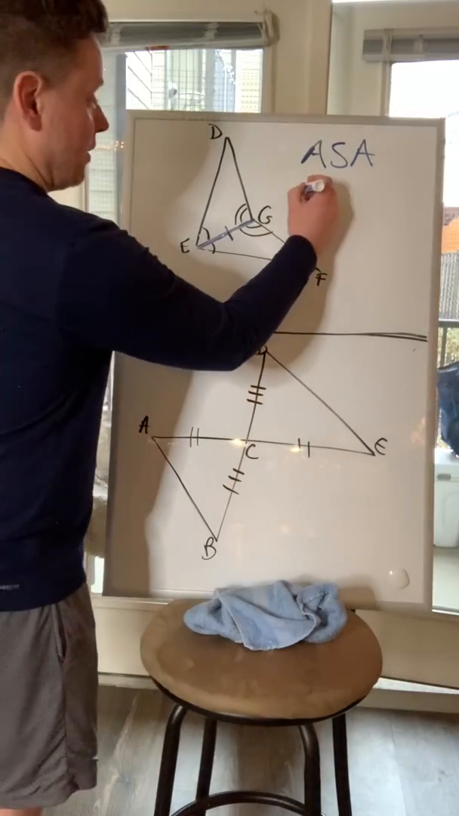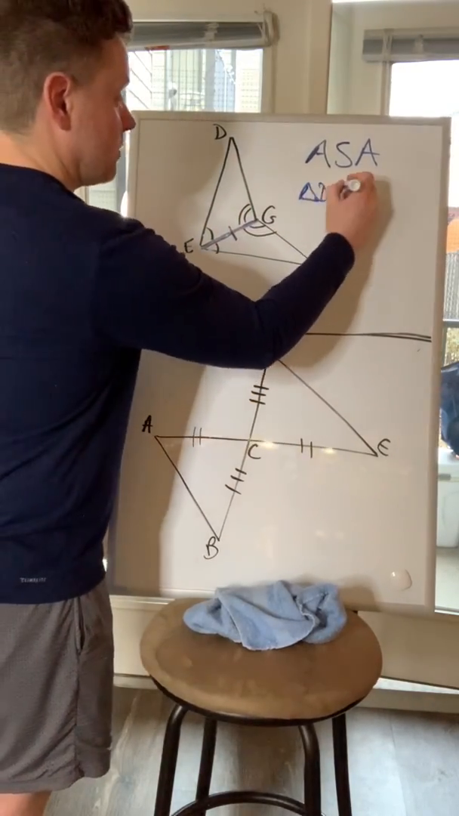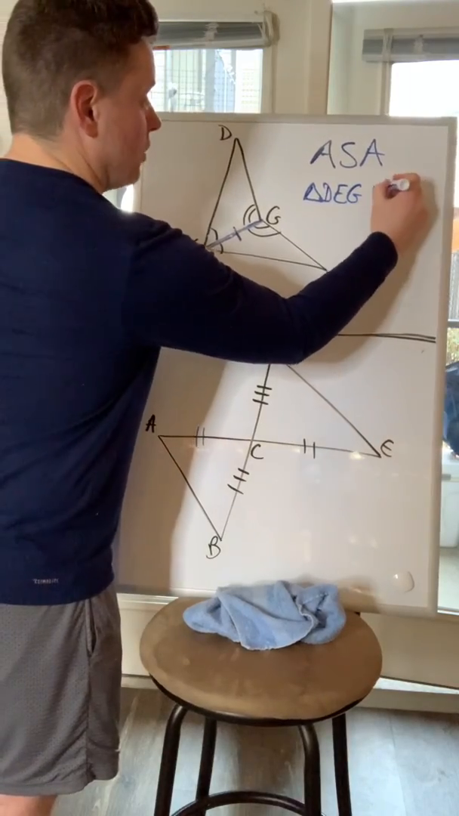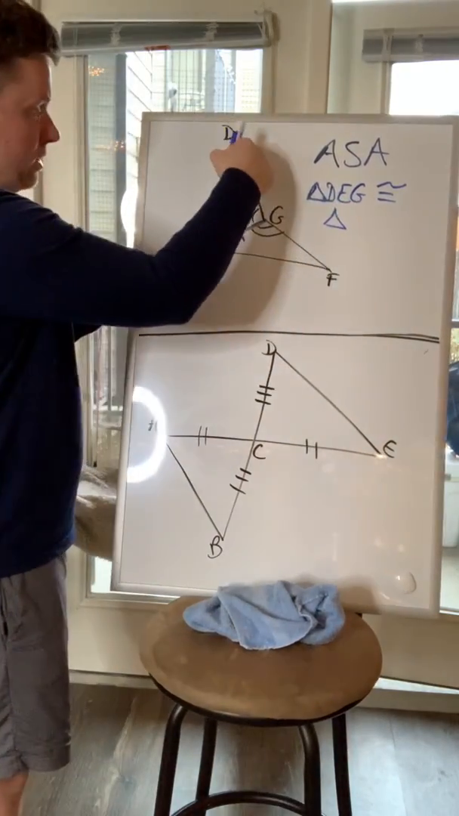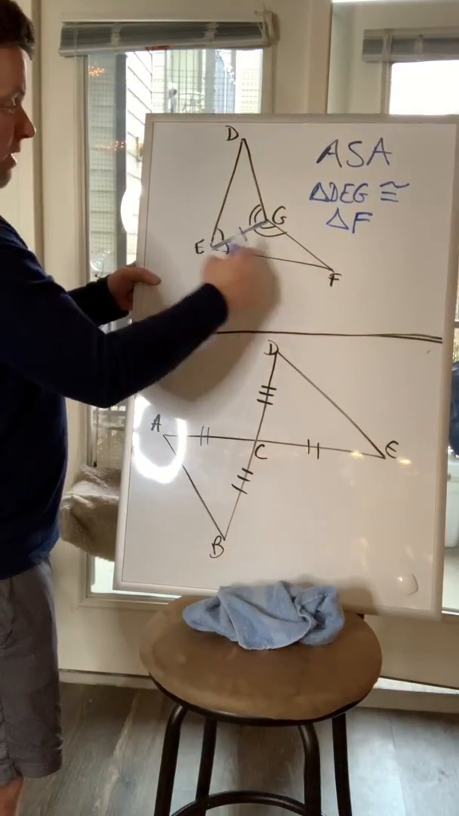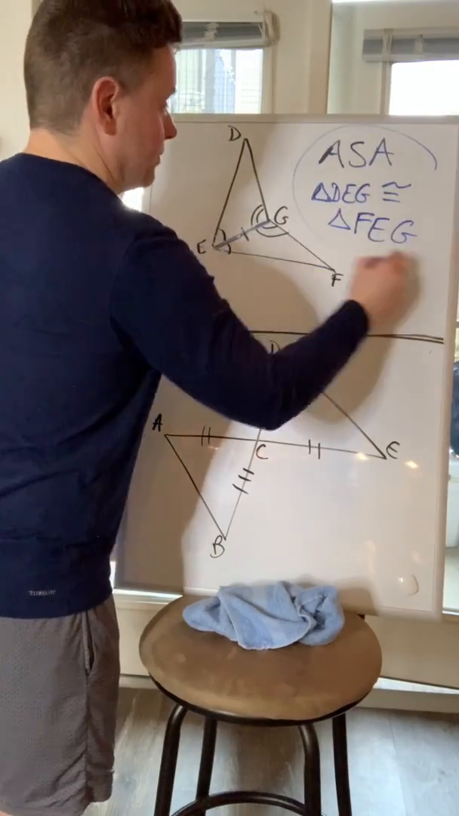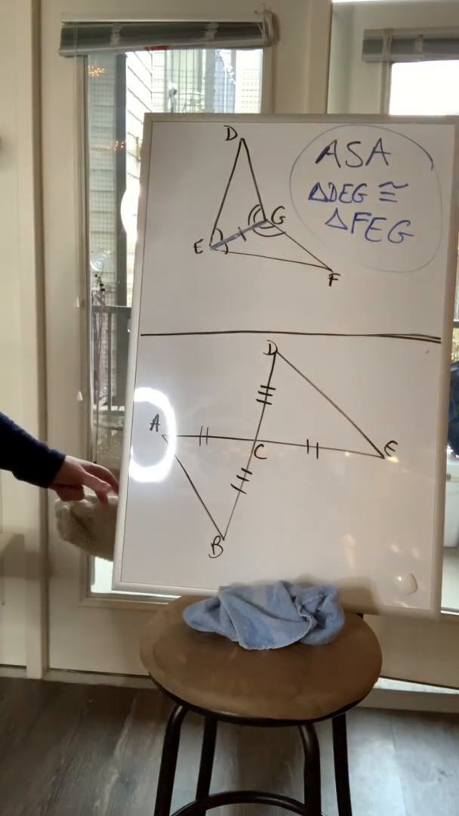And if I want to do lettering, triangle, I'll start at D. D, E, G would be congruent to triangle. Well, D corresponds with F, so I'd have to start with F. So D, E, that would be F, E, G. Okay?